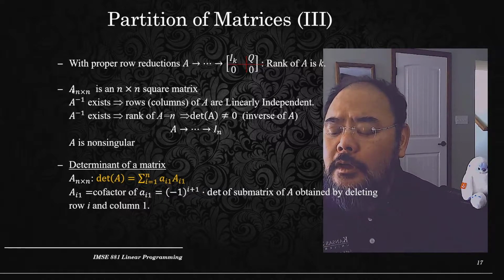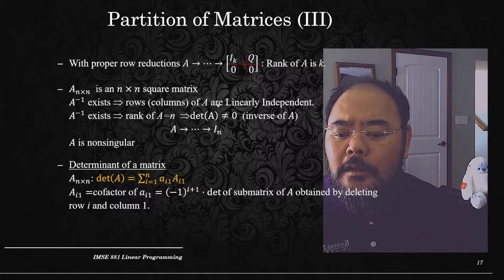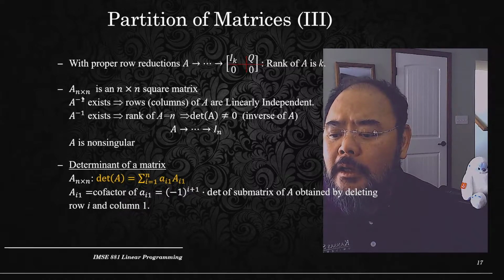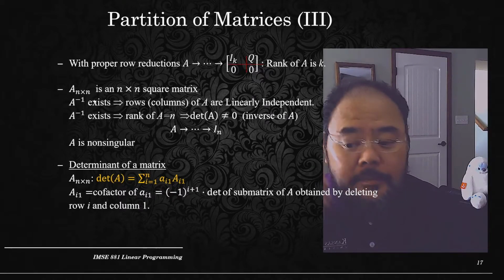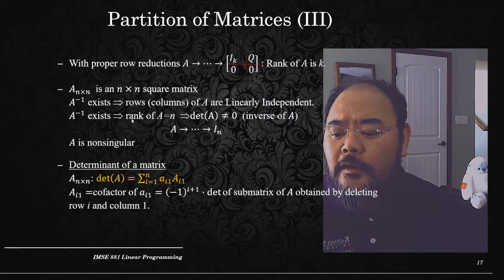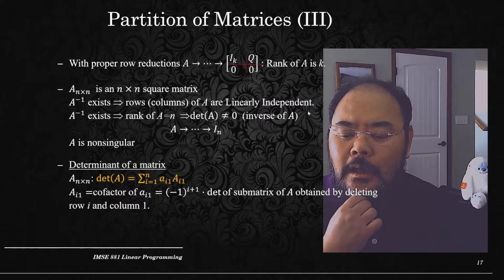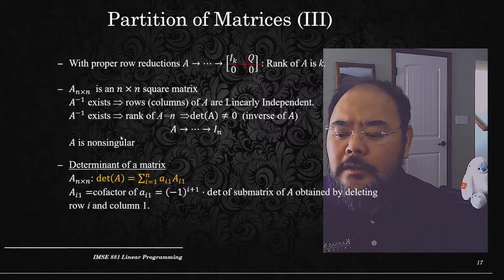Okay. Next, we'll talk about A being an n by n square matrix. We call it a square matrix. A inverse exists if the rows or all the columns are linearly independent. The inverse of A exists if the rank of A equals n and the determinant of A is not equal to 0. Usually when the determinant of A is not equal to 0, we refer to this as a non-singular matrix. A is non-singular.